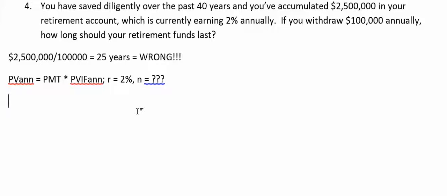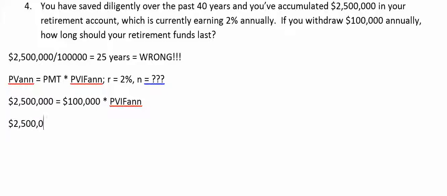So let's plug in what we know. I know I've got an annuity that right now has a present value of $2.5 million. I know I plan to take out 100,000. And I know if I multiply 100,000 by the interest factor, I should get $2.5 million. I want to get the interest factor on a side by itself, so I'm going to take that $2.5 million, divide it by 100,000, which conveniently gives me 25.